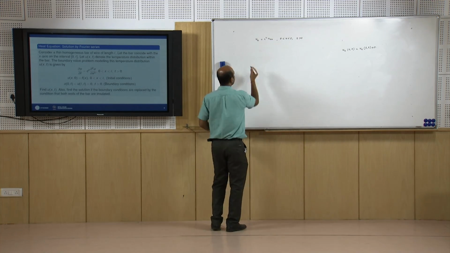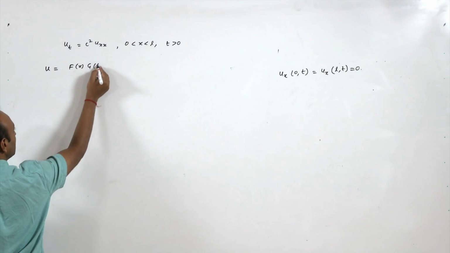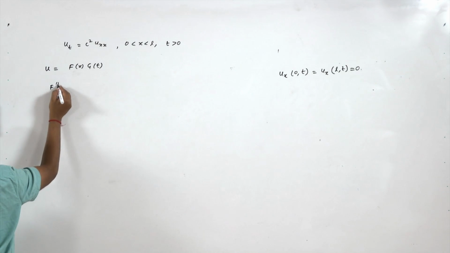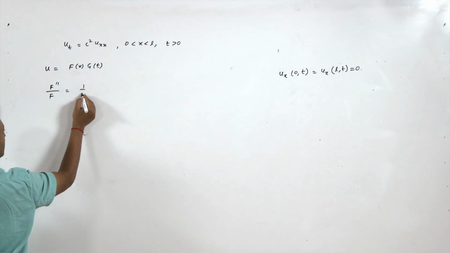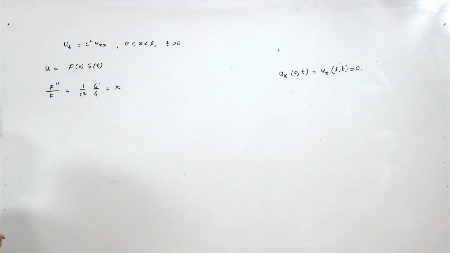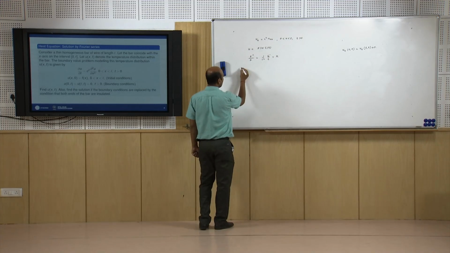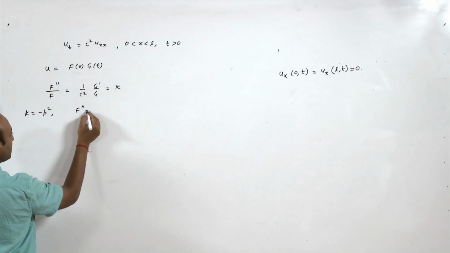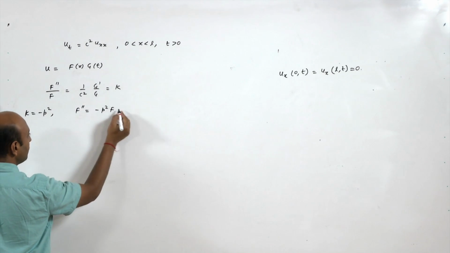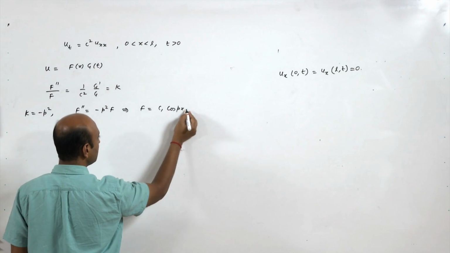So, again we will substitute u as the same thing, f(x) into g(t). So, we will get f double dash upon f equals 1 upon c square g dash upon g, which we take as k. The only possibility is k equal to minus p square, that we have already discussed. So, when k equals minus p square, f double dash will be equal to minus p square f, which implies f is equal to c1 cos px plus c2 sin px.